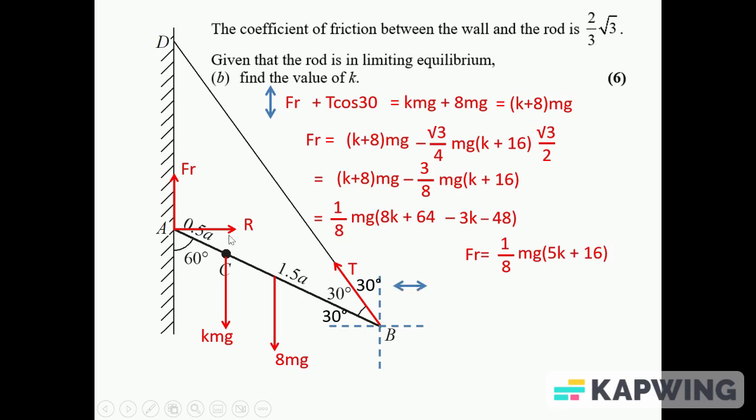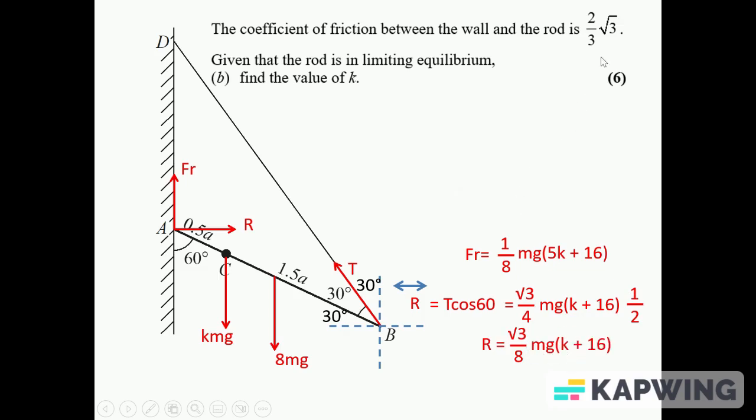Looking at the horizontal forces, R is going to be equal to the horizontal component of the tension. They're the only horizontal forces, and that's T cos 60, which is root 3 over 4 mg (k plus 16) times cos 60, which is a half, or root 3 over 8 mg times (k plus 16). It tells us mu is 2 over 3 root 3.